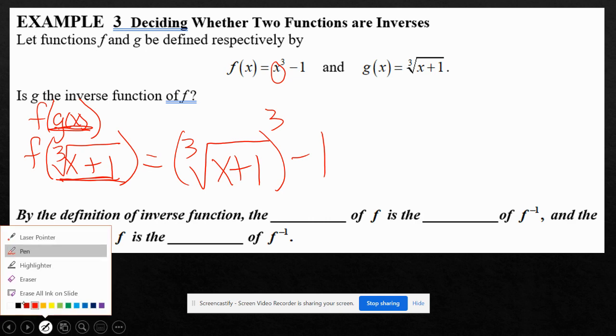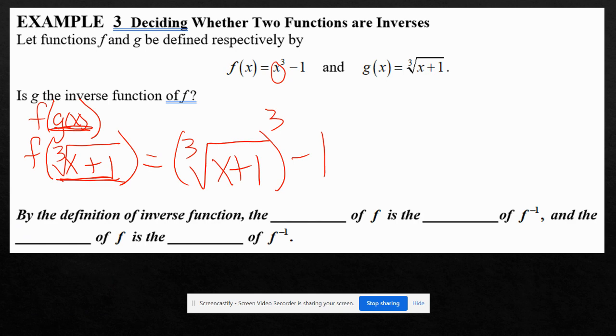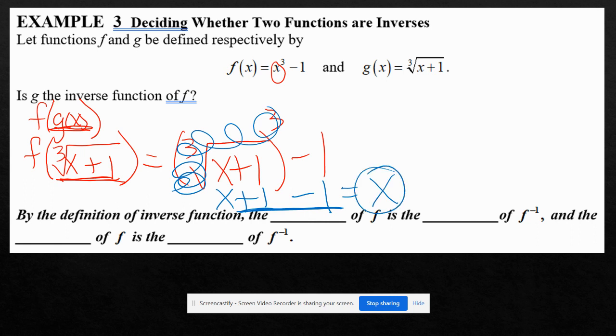Sweet. So looking at resimplifying this, the third root and the third power are inverses or opposites. They simplify each other, undo each other, cross each other out, however you want to say that. That leaves us with x plus 1 and then this minus 1 on the outside. Continue combining like terms. I have plus 1 minus 1, which is 0, and that leaves us with just x. That's perfect. That's exactly what we want. That means that f and g are inverses of each other.